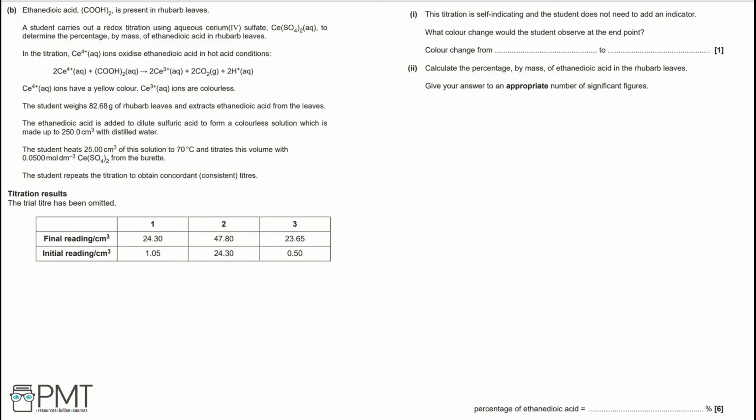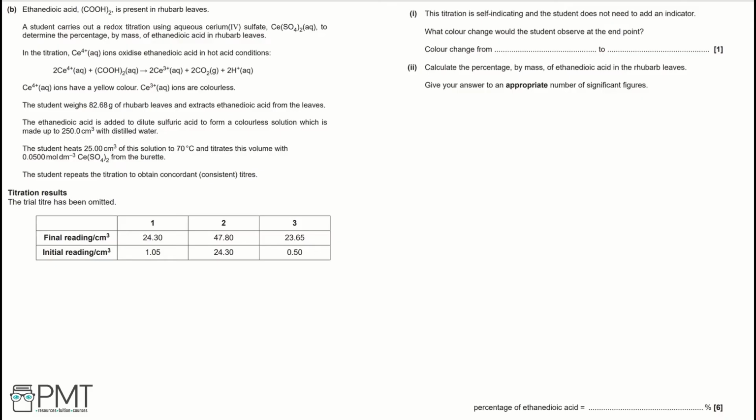The student heats 25 centimeters cubed of this solution to 70 degrees Celsius and titrates this volume with 0.05 moles per decimeter cubed CeSO4 from the burette. The student repeats the titration to obtain concordant (consistent) titers. Part 1. This titration is self-indicating and the student does not need to add an indicator. What color change should the student observe at the end point?